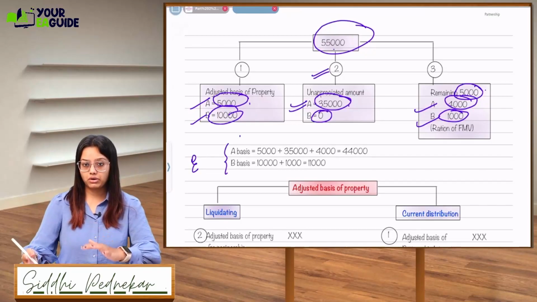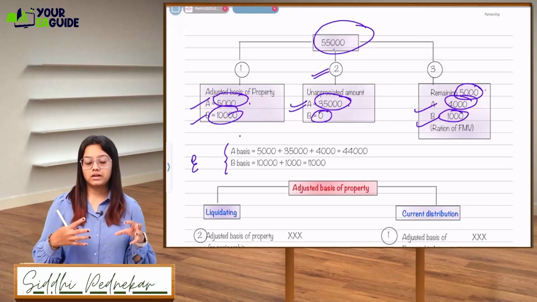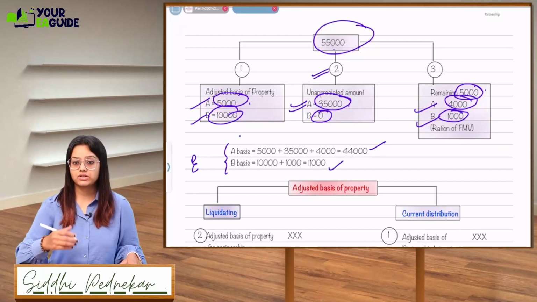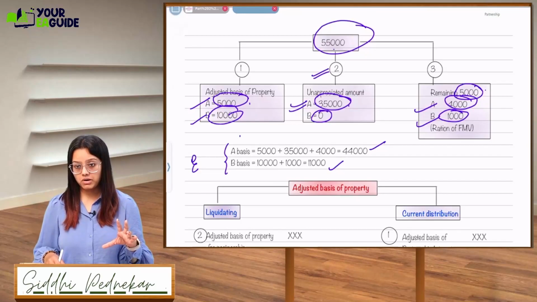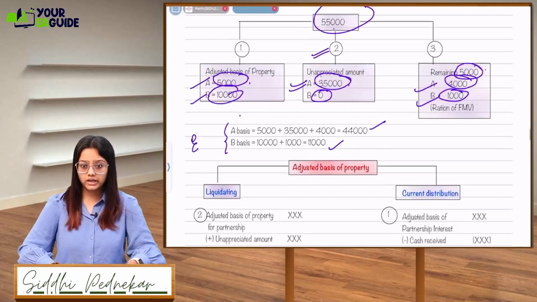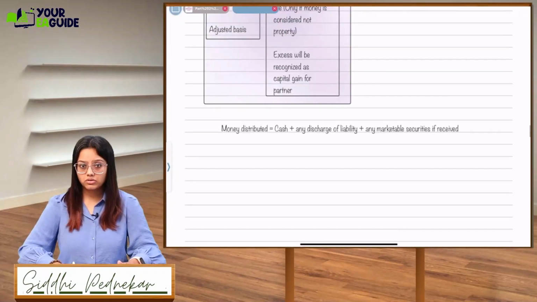Okay, so this is how, when a partner E is receiving the property and has not been liquidated, whatever property they are receiving in their books and in their tax return, they will recognize at 44,000 and 11,000. This allocation depends first on adjusted basis, second on unappreciated amount, and third, whatever is remaining will be divided in the ratio of FMV. Okay, got it, guys? So let's come back to our topic over here.